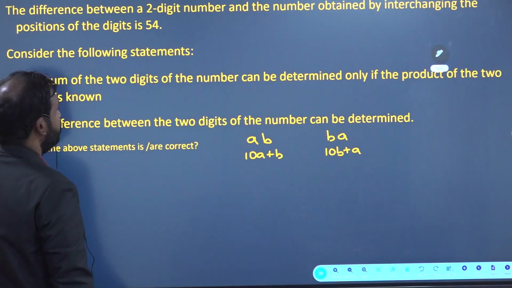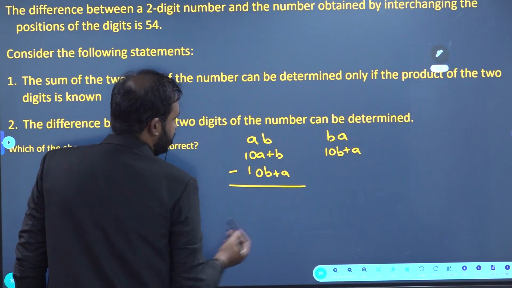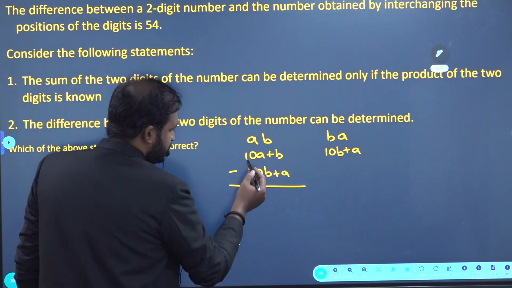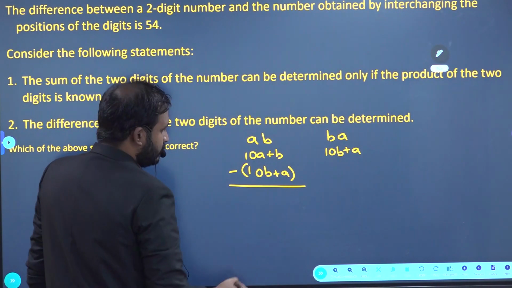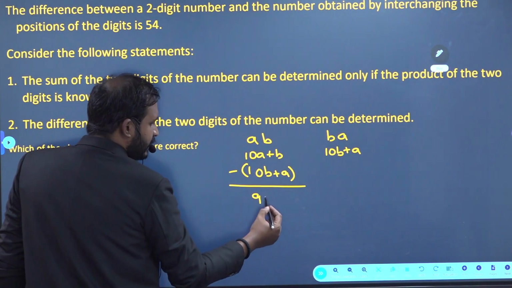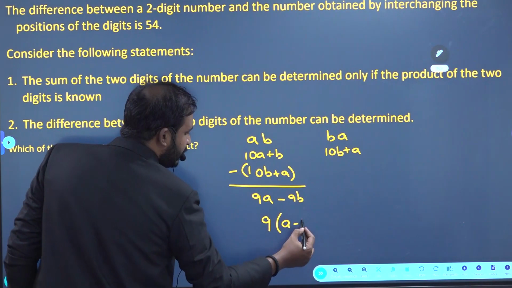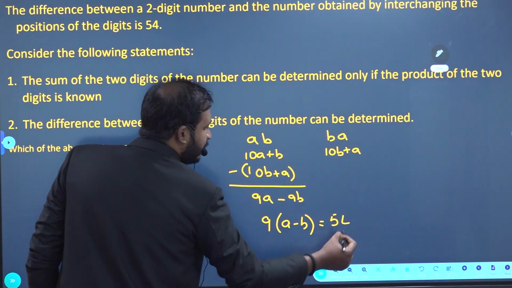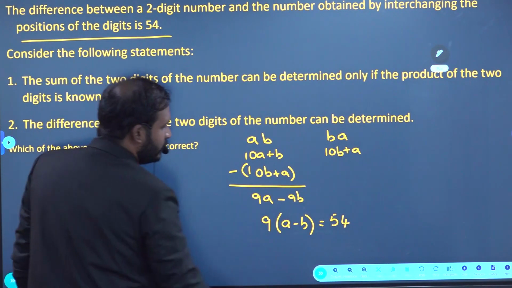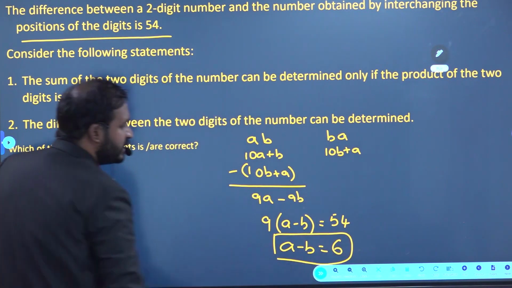Now the difference between them is what? That means 10B plus A. When I subtract these two, what is the difference I will get? 10A plus B minus 10B minus A. 10A minus A becomes 9A, B minus 10B becomes 9B. So what will I get here? 9 times (A minus B) is equal to 54. Why? Because the difference between the number and the one obtained by interchanging the positions of the digits is 54. So now what happens to A minus B here, students? This value will be 6. A minus B value is 6.